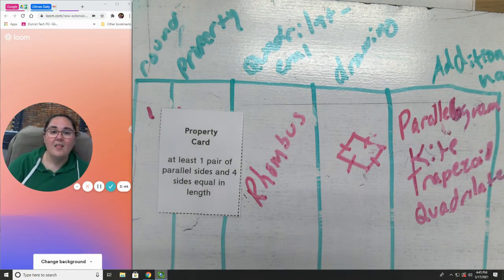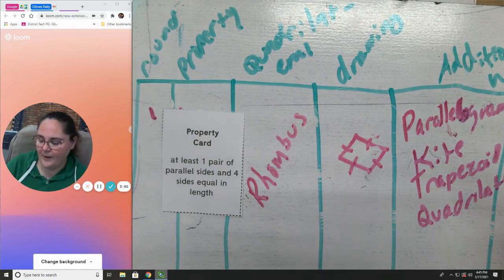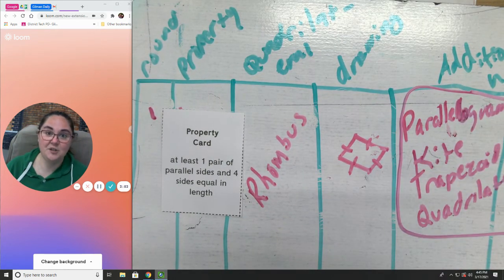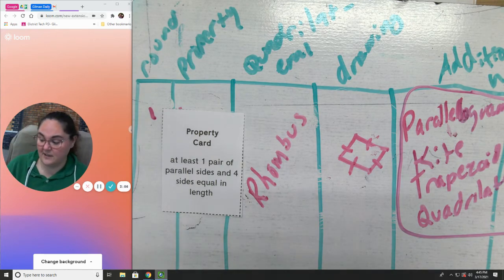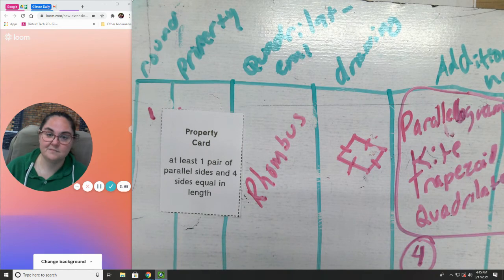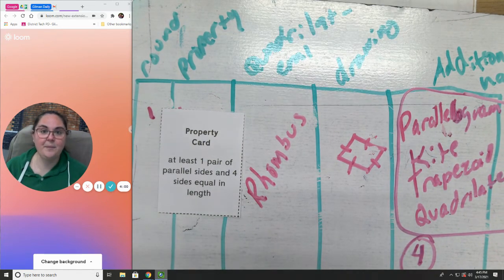The goal is to get the fewest number of points. The way that you earn points is through all of these additional names. This shape has 4 additional names, so my score for that round would be a 4. Then it would be my partner's turn.